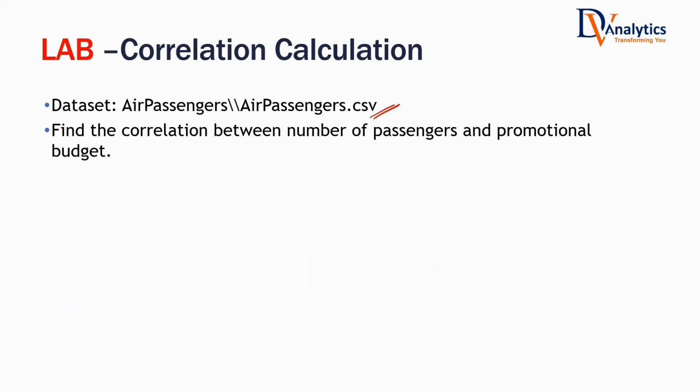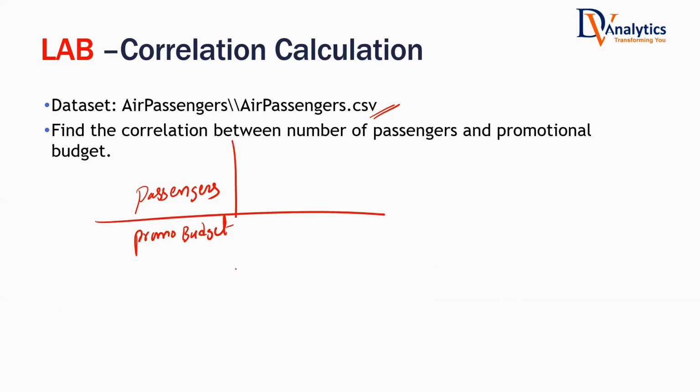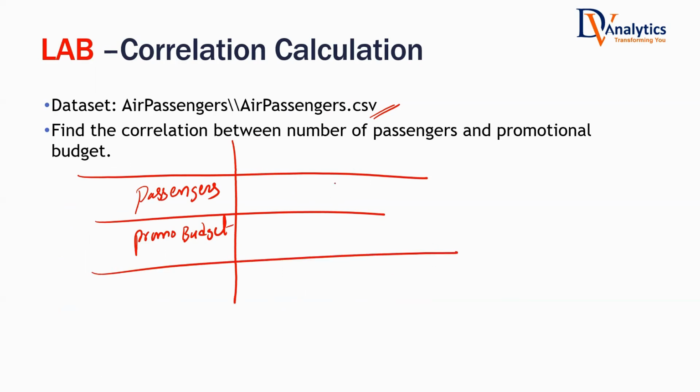So the output which we are getting here, is it very similar to the heat map matrix? Yes, we can create a heat map out of that. Let's say we want to find the correlation between passengers and promotional budget. The output will be a matrix. In this matrix, you have passengers and promotional budget. So there are 4 values in your output.